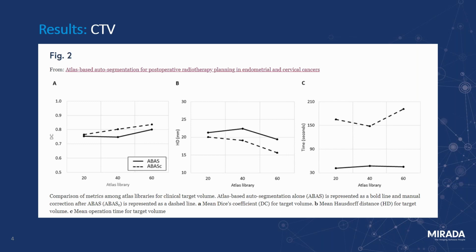In these results for the CTV, we see that as the database size increases, the quantitative performance marginally increases also. I find it very interesting to see that even the edited contours improve in performance as the database size increases. We'll explore this when we discuss the paper with Nalee. It's also interesting to see that despite this marginal increase in quantitative performance, the editing time, particularly for the database of 60 atlases, is larger than for the smaller databases.